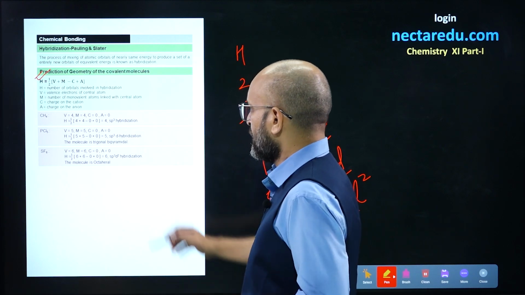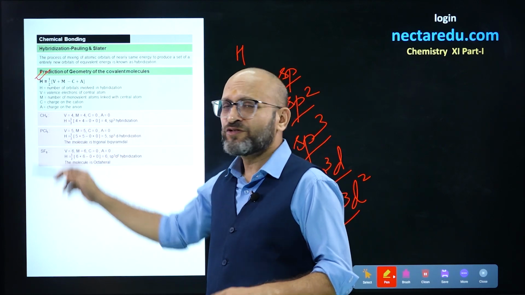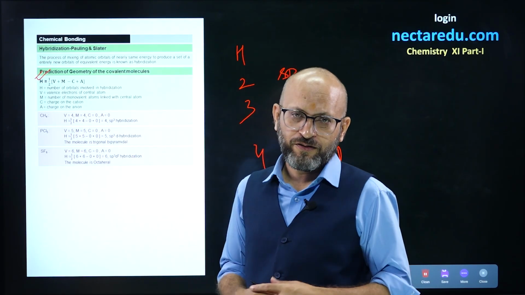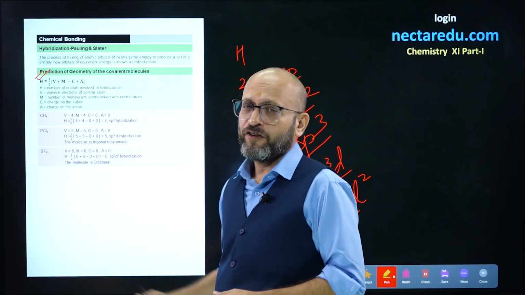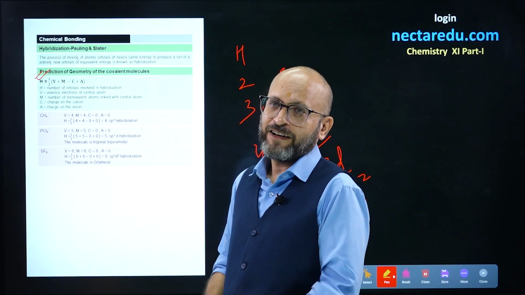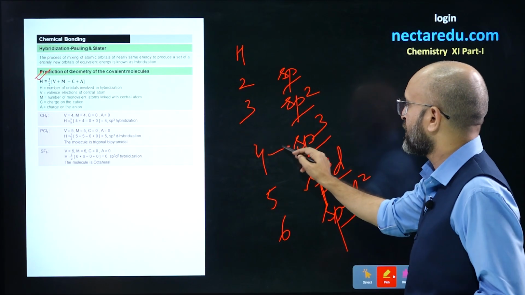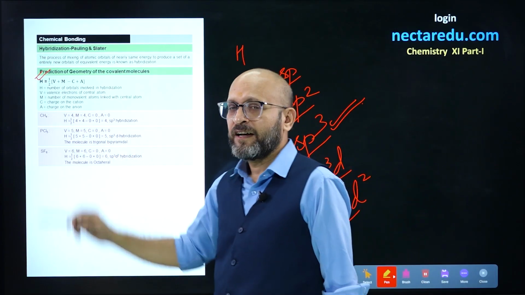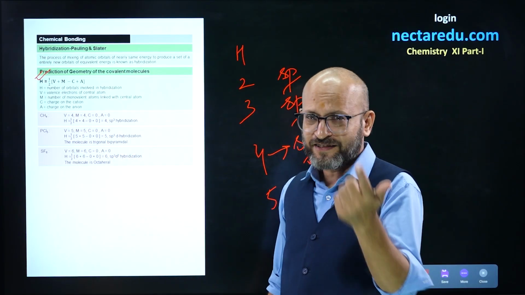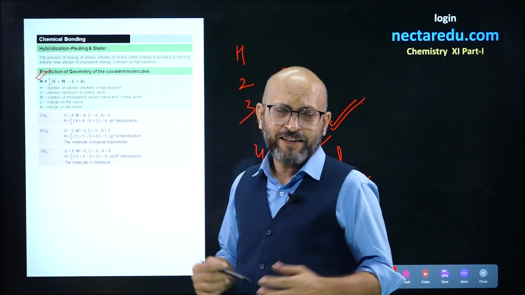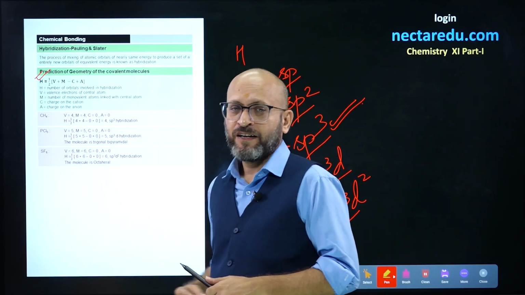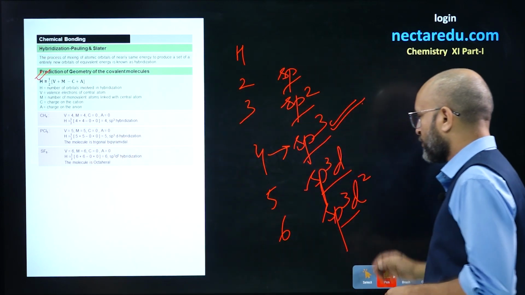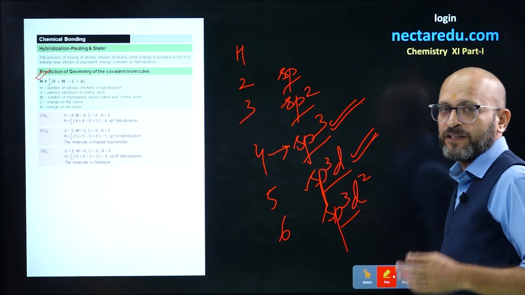Now, carbon has 4 valence electrons and hydrogen is a monovalent atom. So 4 plus 4, it is a neutral molecule, no charge, right? So half of 4 plus 4 is 4. And I told you, if H comes out to be 4, the hybridization will be sp3. Similarly, in PCl5, P belongs to group 15, so valence electrons are 5, and Cl is a monovalent atom. How many monovalent atoms do you have? 5. And there is no charge, so half of 5 plus 5 comes out to be 5. So hybridization in PCl5 is sp3d.